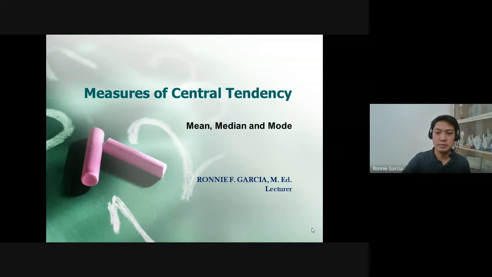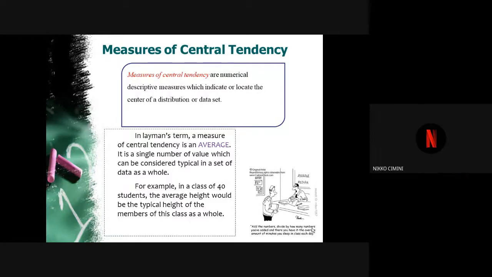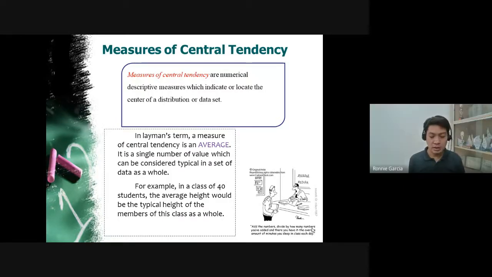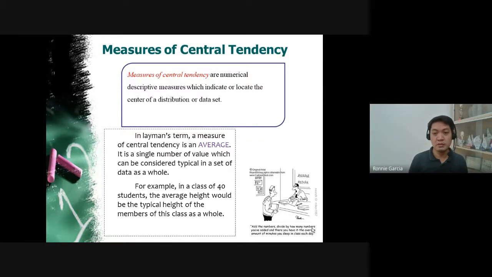Tama ba? Mean, median, and mode nasa high school. Tama ba? Yes, sir. Okay. Nasa high school ang mean, median, and mode. So this is just a review because this is part of our syllabus. So we need to tackle this one.